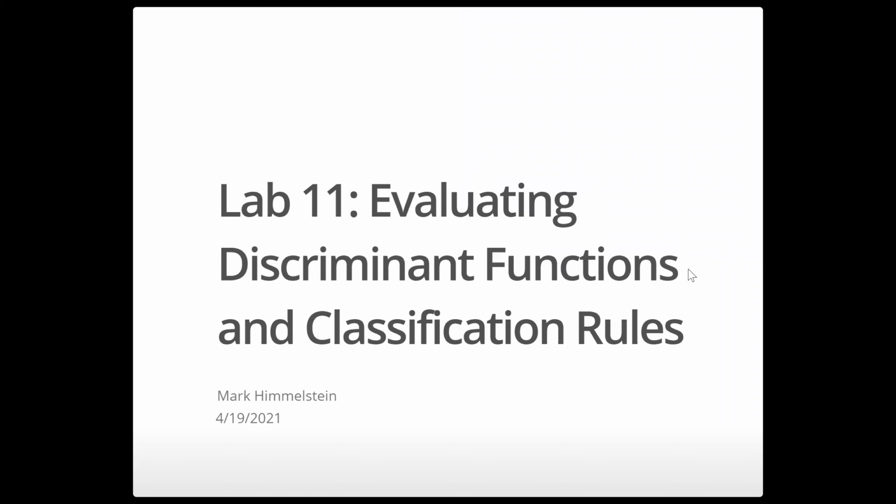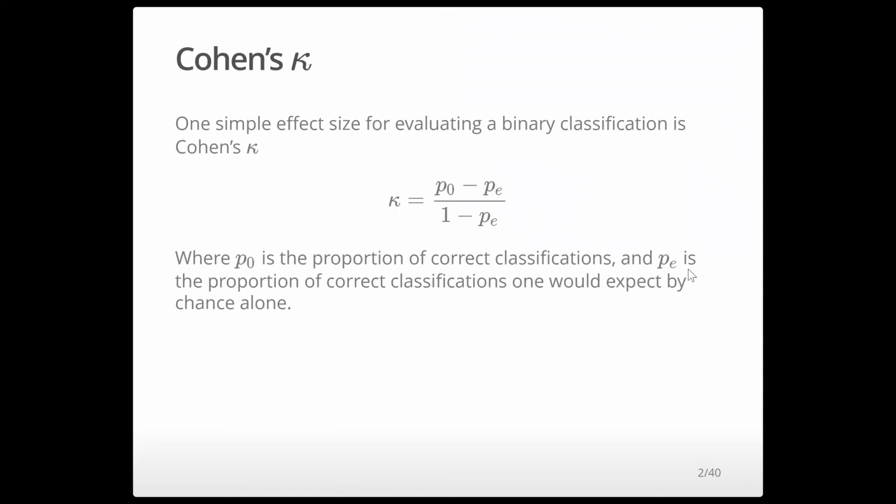So the last topic for this week is how we can evaluate discriminant functions and our classification rules. One simple effect size for evaluating a binary classification is Cohen's kappa. And you've probably seen Cohen's kappa in other places. It's used in a lot of different domains that involve types of classifications or checking the agreement between raters and stuff like that.